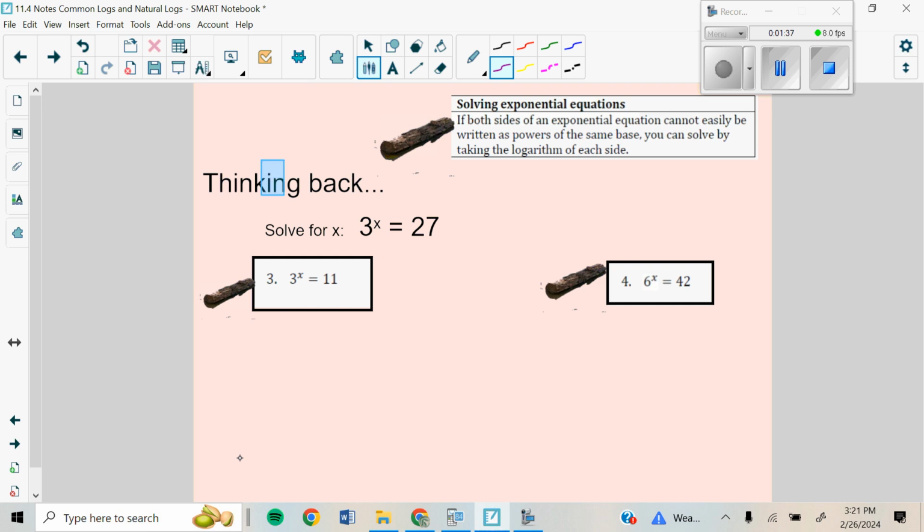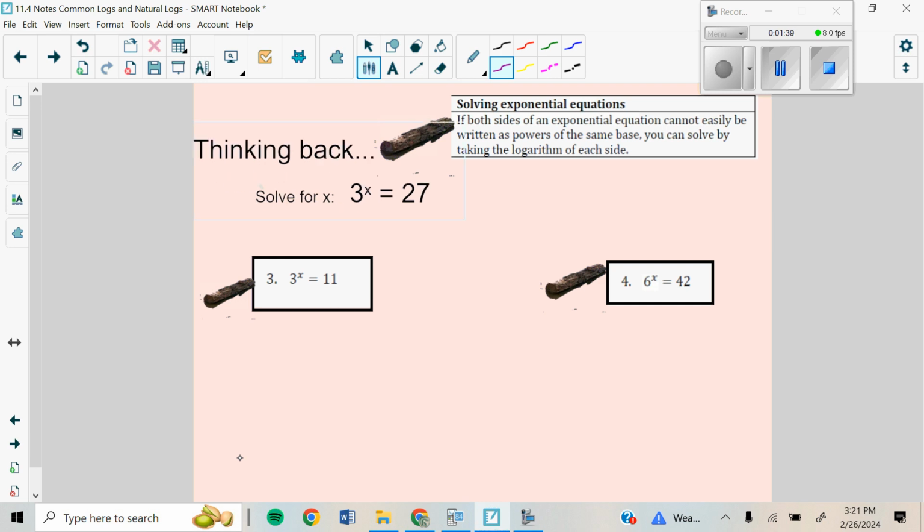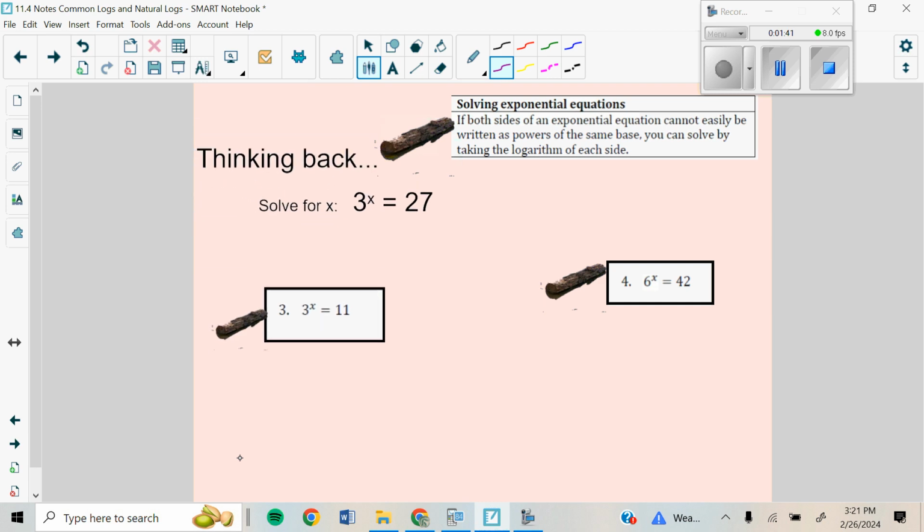This isn't in your notes, but this example here: if I rewrite 27 as a base of 3, so 3 to the third power is 27, and now both my bases are the same, so I can say x equals 3. Now if I look at problems like 3 and 4, I cannot rewrite 11 having a base of 3.